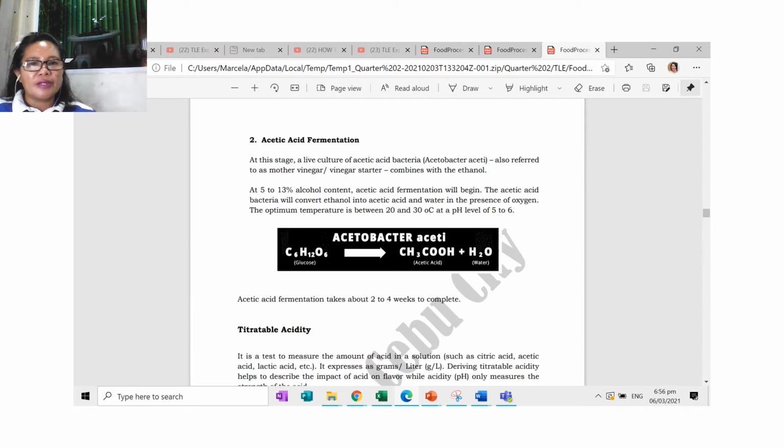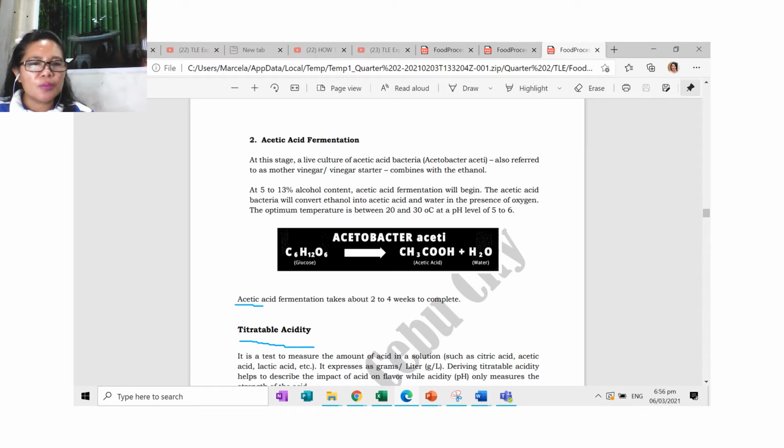Okay. So as you can see here, the glucose, the acetic acid and the water. Acetobacter aceti. So, acetic acid fermentation takes about 2 to 4 weeks to complete.